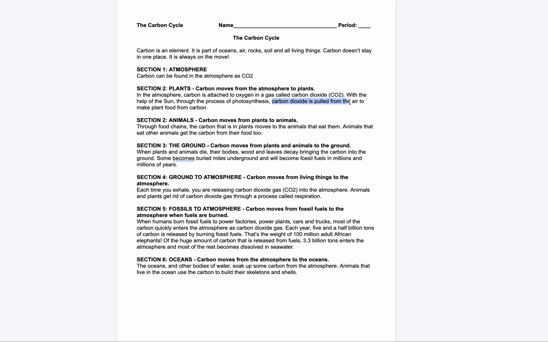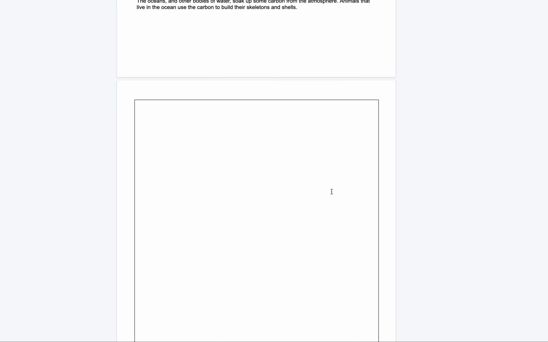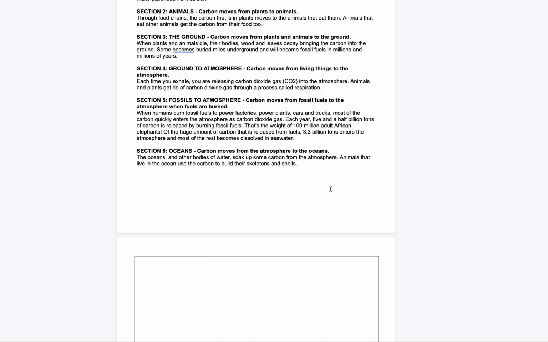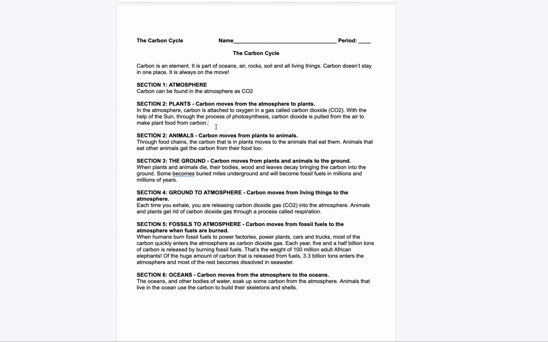Carbon dioxide is pulled from the air to make plant food from carbon. So it's not just carbon traveling to the plant, but carbon is going to get pulled out of the atmosphere through the process of photosynthesis, and then they're going to make food or glucose for the plant, right? So that's what you're drawing. You're not just drawing carbon, air, plant goes there. No, it doesn't. That's not what happens ever in real life. But the plant is almost like suctioning or taking carbon dioxide out of the atmosphere for itself, converts it into glucose.